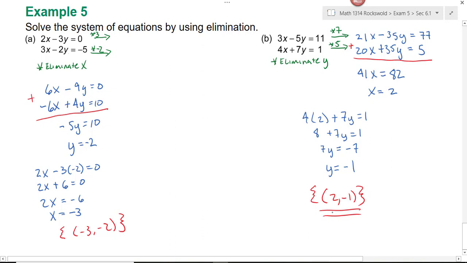and this would be a consistent independent system. It's a good idea to check your answers, and you can check them by plugging in a 2 for x, a -1 for y, and see that you do get a true statement. 3 times 2 is 6, plus 5, because when you plug in a -1 for y, that gives you a positive 5, and 6 plus 5 is 11.